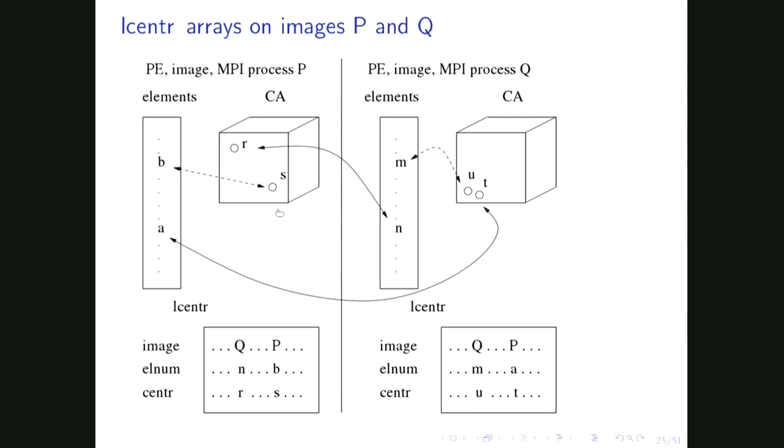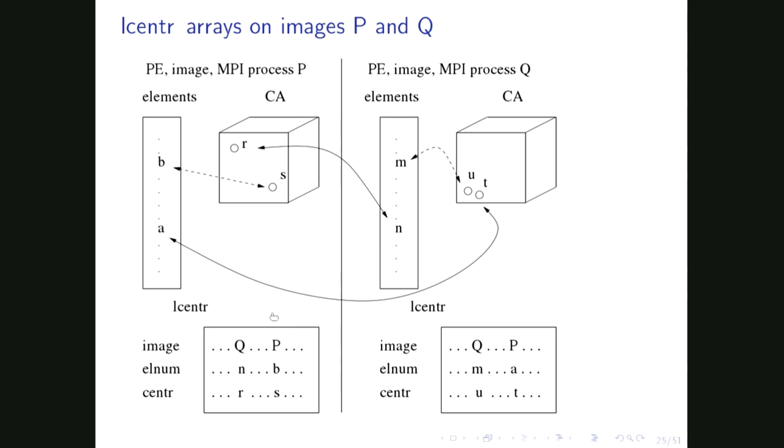So both processing elements store a chunk of a FE model shown schematically here, vertical bar, and a chunk of CA space, these small cubes here. And the mapping is established again based on sharing common physical space. For example, material point with coordinates R, some schematic designation of coordinates, is stored on image P. And array L center on this image shows that it maps, R maps, onto finite element with number N stored on image Q. This is finite element N stored on image Q.